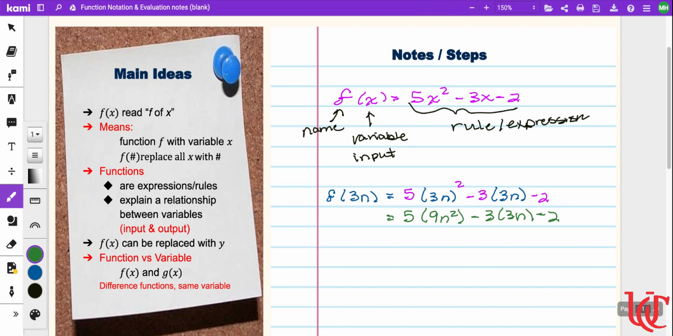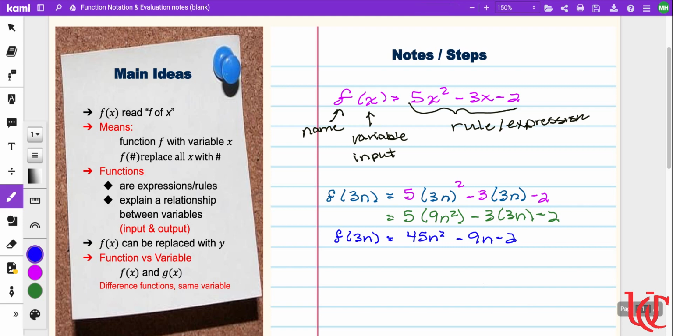It's 2. And then order of operations would tell me to multiply or divide as I go across left to right. So 5 times 9n squared is going to be 45n squared minus 9n minus 2. And that just equals what was left on the left side. So I could say f of 3n is the same thing as the expression 45n squared minus 9n minus 2.